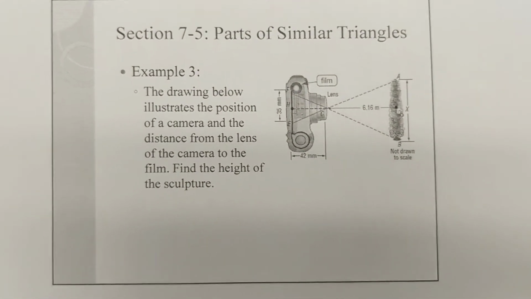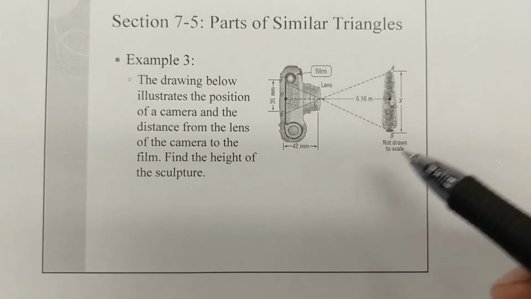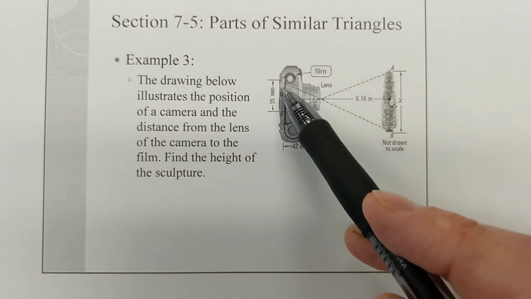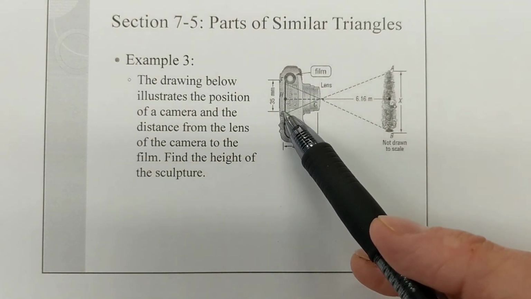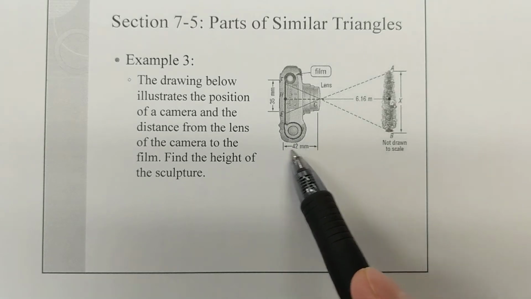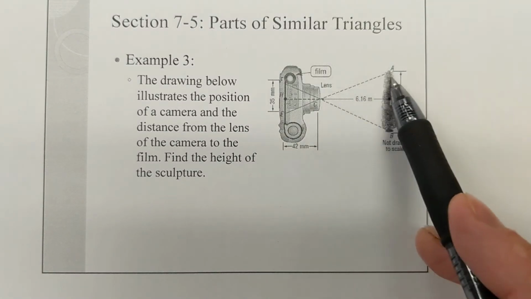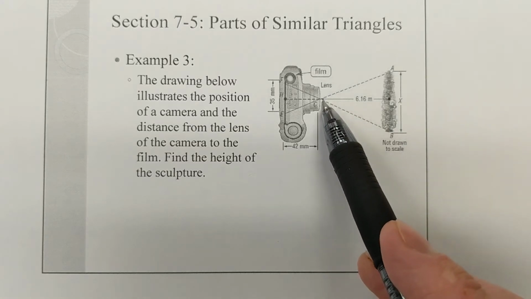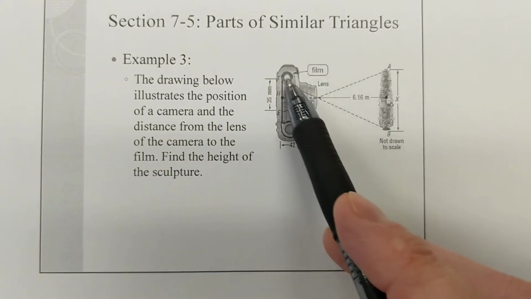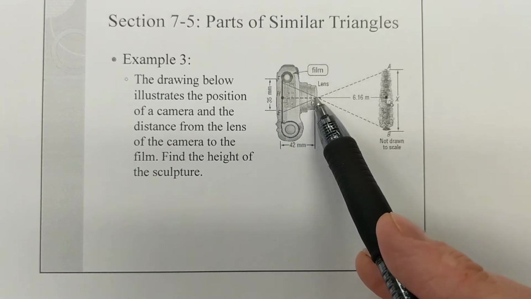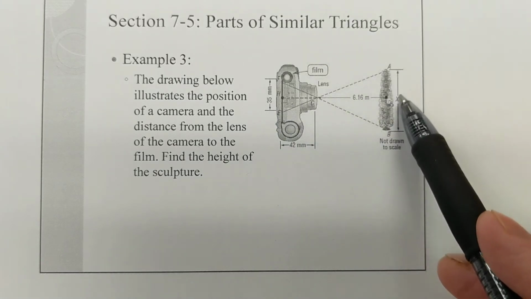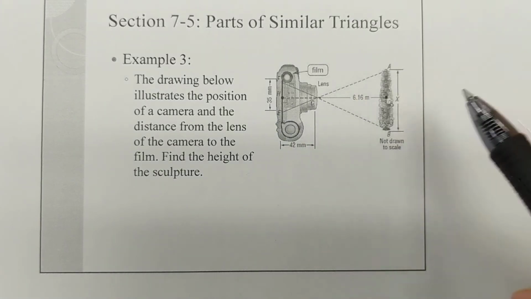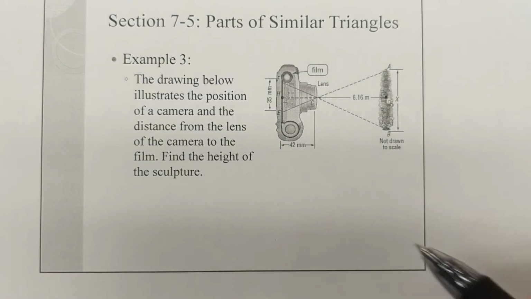Okay, example 3 here, the drawing below demonstrates a camera, so you have the back of the camera where the film is, and then the distance from the lens to the film itself, and over here you've got another triangle, so some height of the sculpture, and then the distance from the lens to the sculpture. So you actually have two triangles here. You know the base and the altitude of this one. Here, you are trying to solve for the base, and you know the altitude. So once again, you can set up a proportion.